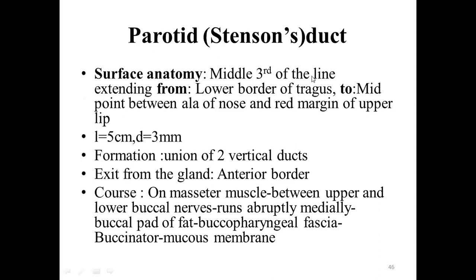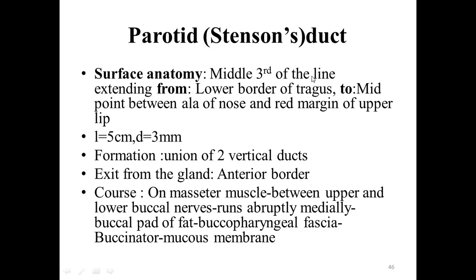Then the parotid duct, also called Stenson's duct. Surface anatomy: it can be traced along the middle third of the line extending from the lower border of the tragus to the midpoint between the ala of the nose and the red margin of the upper lip. It's very easy, and we can look at it even in our own body. Between these two points, the length will be 5 centimeters and the diameter is 3 millimeters.